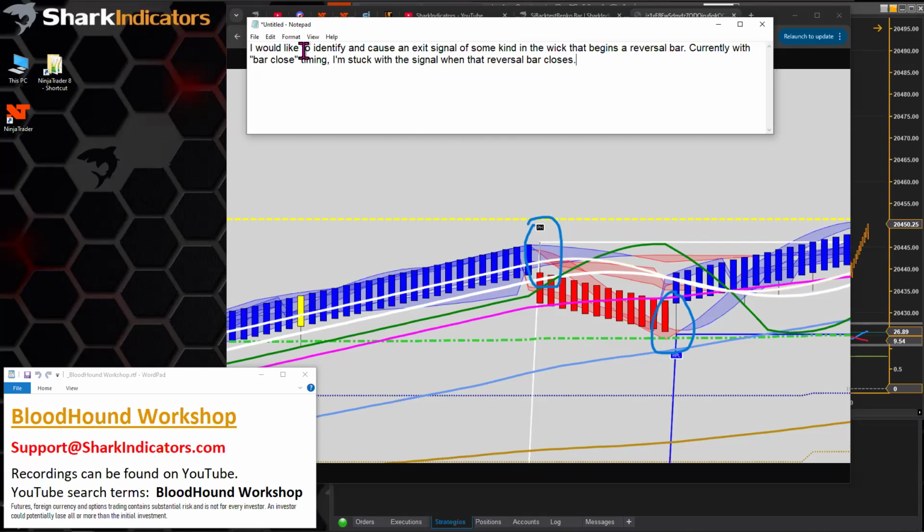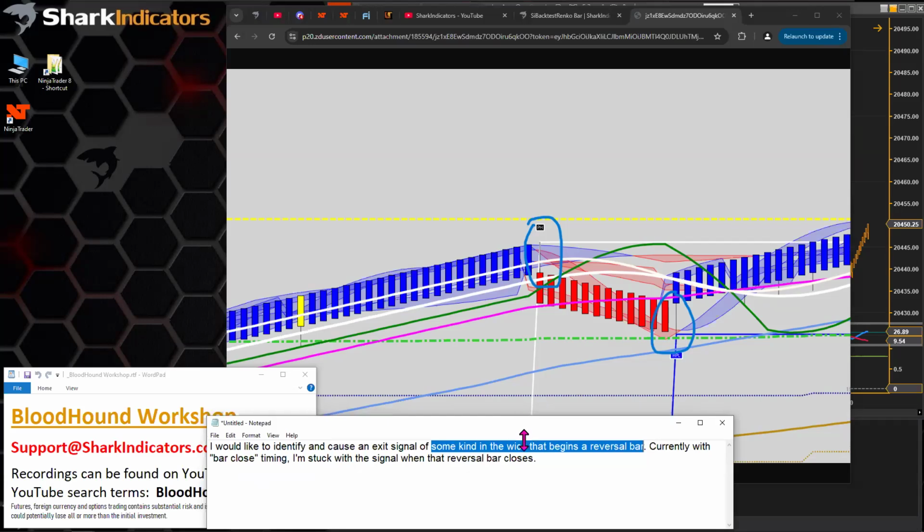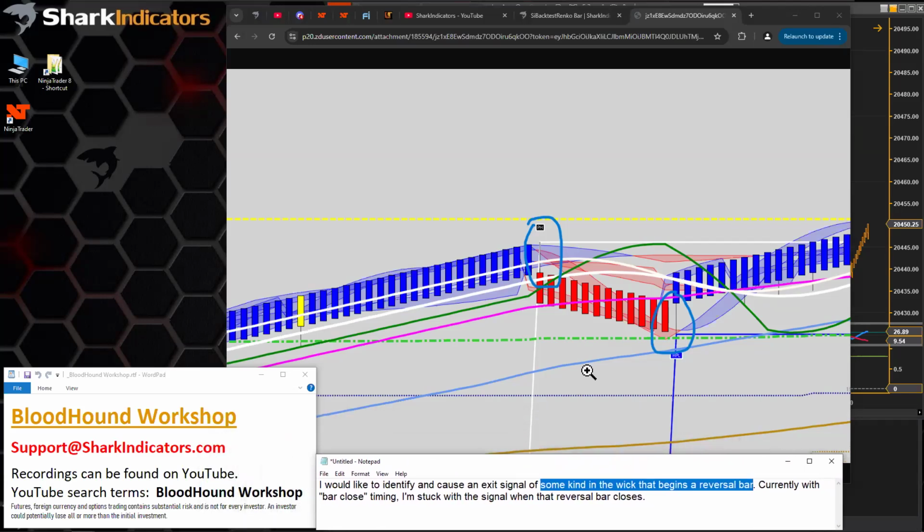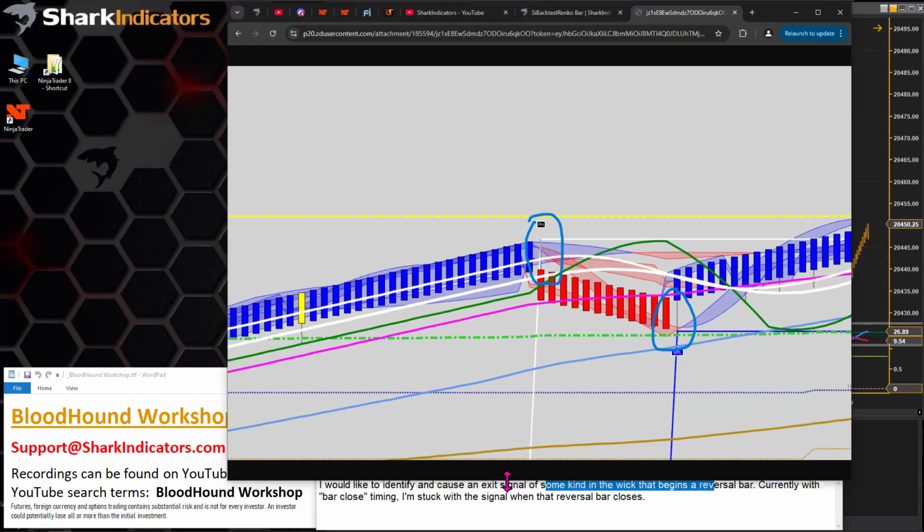So the question is, to identify or generate an exit signal of some kind of wick that begins a reversal bar. What is this some kind of wick? I don't know what that means. If you can specifically identify what this condition is, then we'll see if we can do that in Bloodhound.